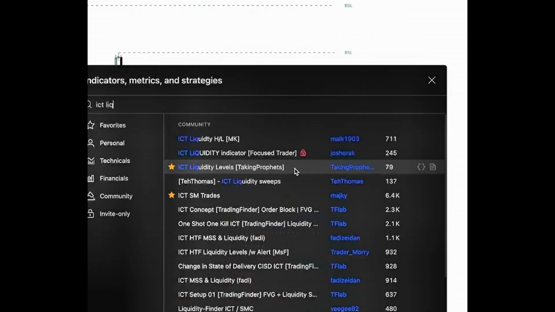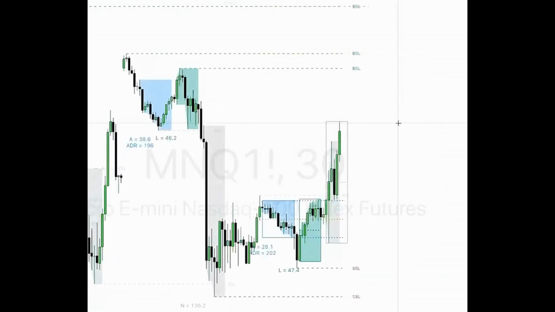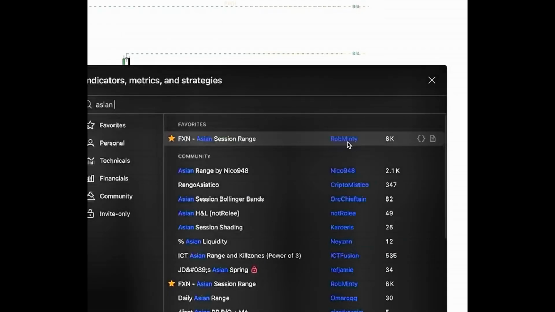And I hate to say this, but the best indicator for these levels that I've found so far is this ICT liquidity levels by Taking Profits, your previous daily, weekly, monthly, and session highs and lows. And if you don't know how to find your sessions, just turn on the Asian Session Range Indicator by Rob Mincy, and this will easily line out your sessions for you.